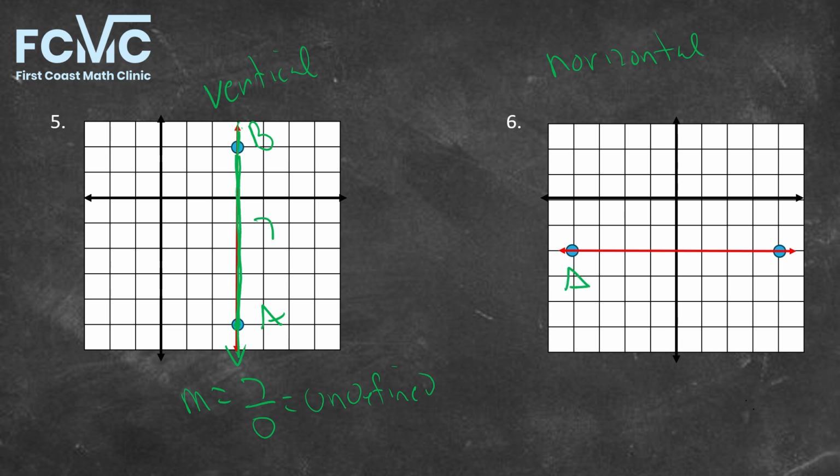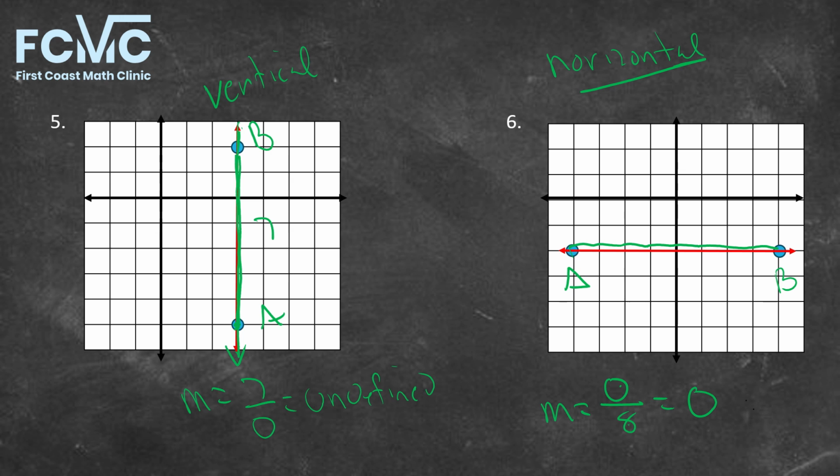Number 6, we have a horizontal line. So again, I'll call this point A, point B. We have no vertical change, so the numerator in our slope is going to be 0. Our horizontal change is 1, 2, 3, 4, 5, 6, 7, 8. Doesn't really matter though, because whenever we divide 0 by a number, we're going to get 0, and we know that for any horizontal line, our slope is going to be 0.